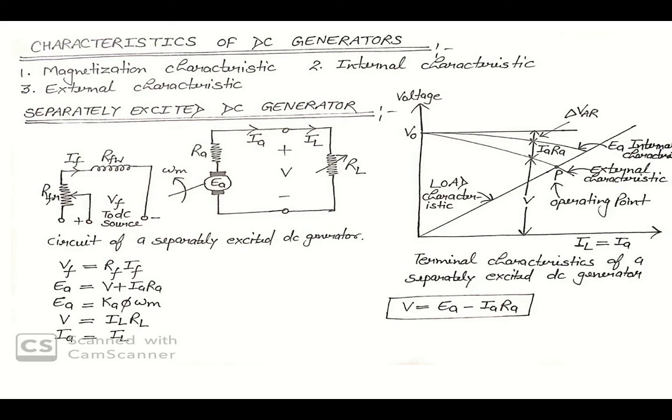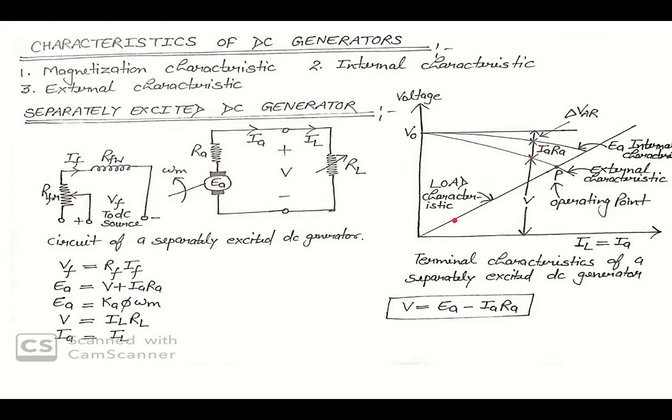Because of the demagnetization effect of armature reaction, there is a voltage drop. The voltage drop is represented by delta VAR. You can see here, this is your voltage drop due to the demagnetization effect of the armature reaction. So there is a voltage drop that is represented by delta VAR.